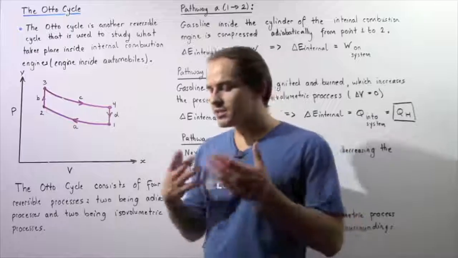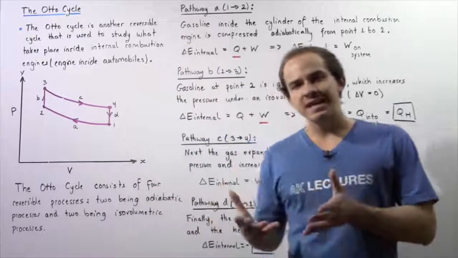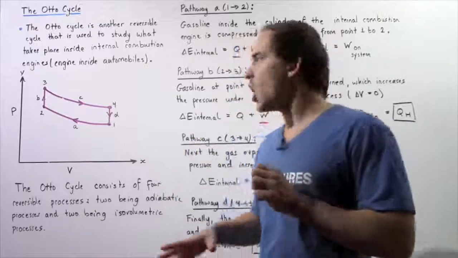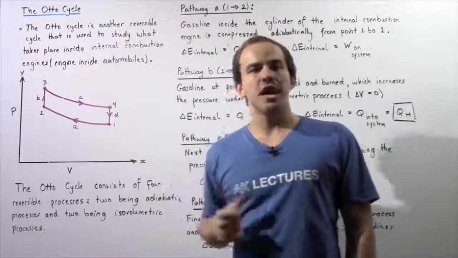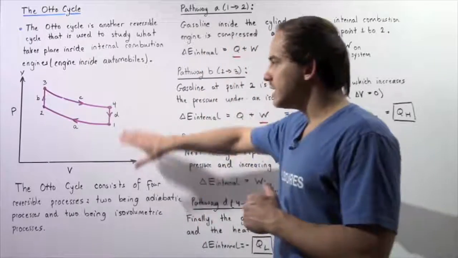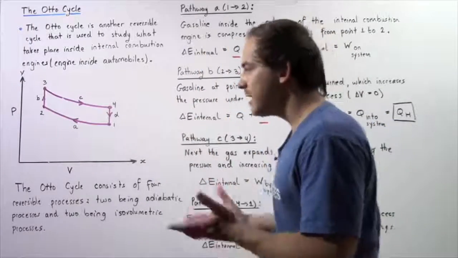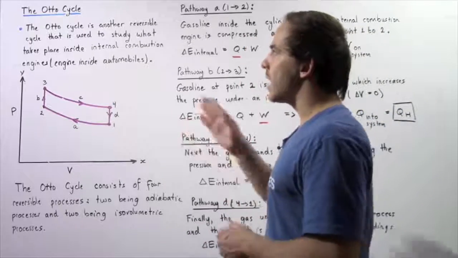So the reason that we study the Otto cycle is essentially to gain more understanding into what takes place inside certain heat engines known as internal combustion engines. And these are the engines found inside automobiles. So let's begin by looking at the following diagram. This diagram essentially depicts the 4 processes that take place inside the Otto cycle.